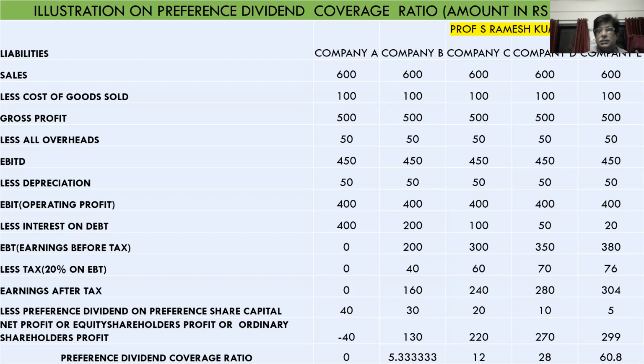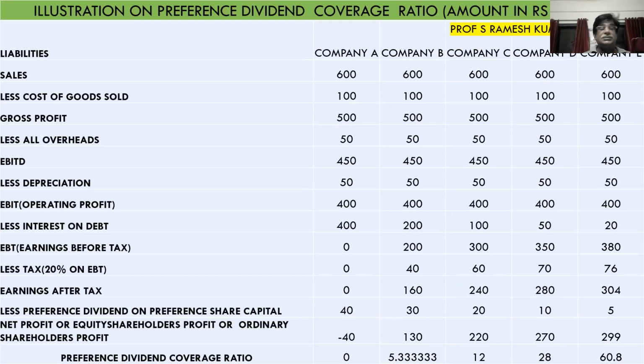Now the fourth case. The earnings after tax is 280 crores, and the preference dividend they have to pay is only 10 crores, a mere 10 crores. So 280 crores earned and 10 crores to pay. So how many times can it pay? It can pay 28 times, a very, very solid company.